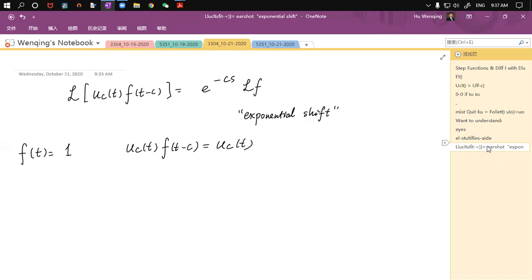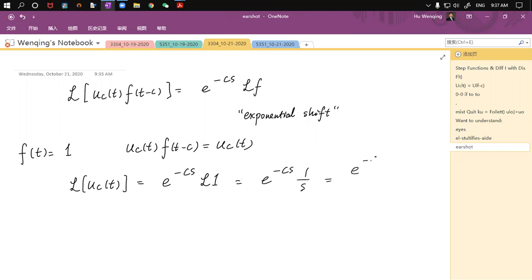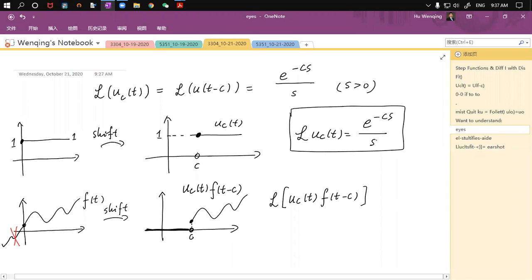And indeed it is so, because the Laplace transform of u_c(t), according to this shift formula, should be an exponential shift multiplied by the Laplace transform of 1. But we know that the Laplace transform of 1 is equal to 1 over s, so you're going to end up with e^(-cs) divided by s, which is exactly what we have been calculating. Is that good for everybody?